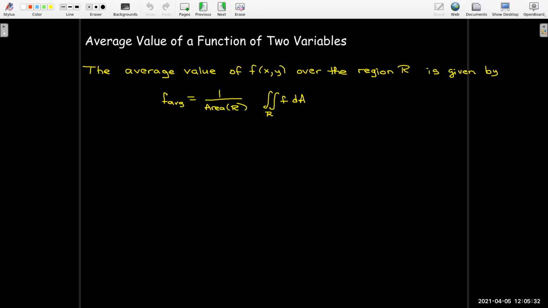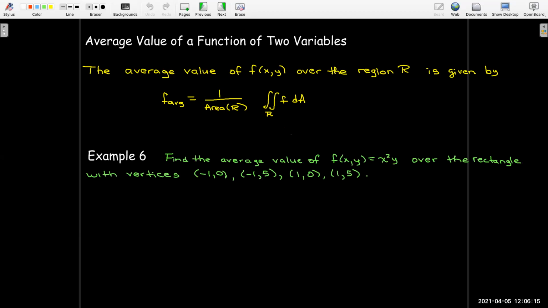At the end of Calculus 1, we learned how to find the average value of a function of one variable by taking its integral and dividing it by the length of the interval. We're going to do something similar here. We're going to find the average value of a function of two variables over a rectangular region. Actually, it doesn't have to be a rectangular region. Over any region R, you find the double integral of the function over R and divide that by the area of the region R.